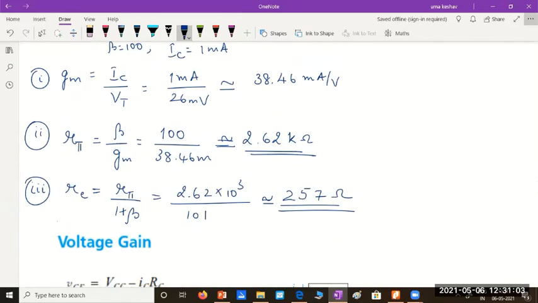So we could determine the three important small signal parameters, GM, R pi and RE. And we also saw how we could find them using the DC bias current, the bias collector current or IC value. So if you change the bias point, all these small signal parameter values will also change. So please keep that in mind.